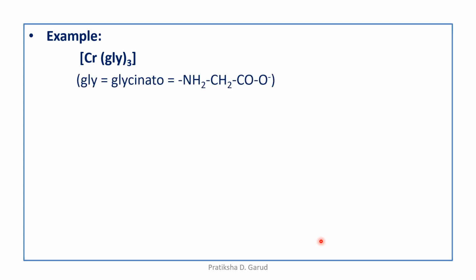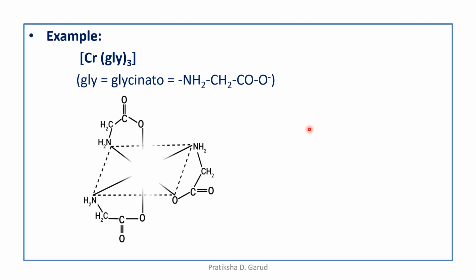Gly means glycinato, which is having structure NH2CH2COO negative. So here we can say that it is a bidentate chelating ligand which is having two different coordinating groups. One is the nitrogen and the second one is the oxygen. So we are having the first structure. This first structure is called the cis isomer. Now how is it a cis isomer? Because at 1 and 2 positions, suppose these are 2 oxygens, the 2 oxygens are present at the 1 and 2 positions. At the 1-2 position, they are same. Hence it is called the cis isomer.